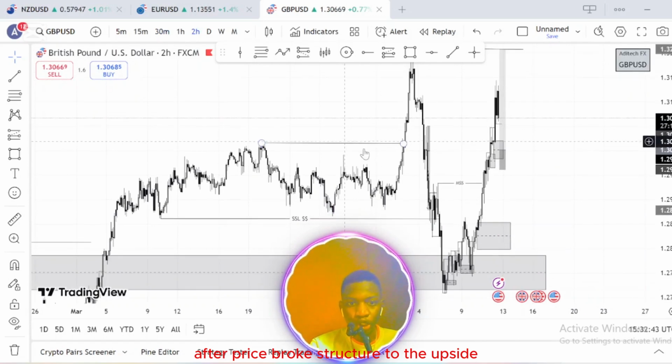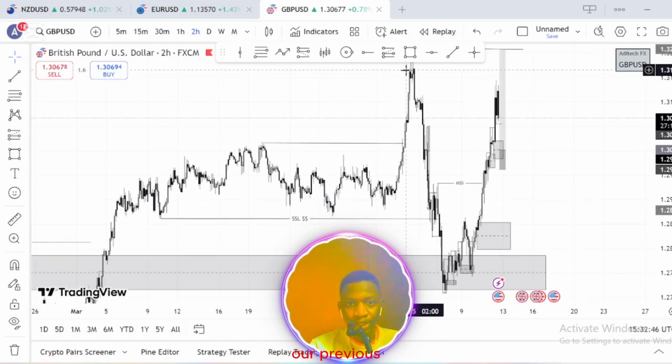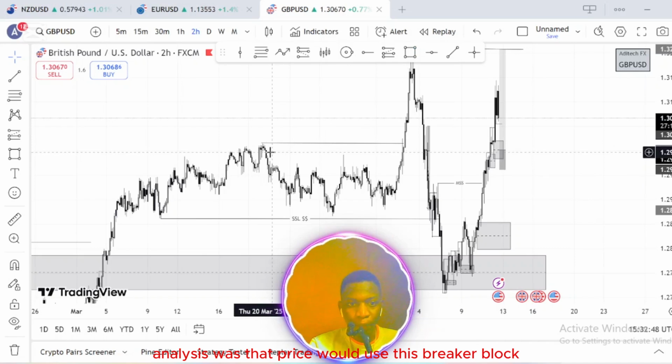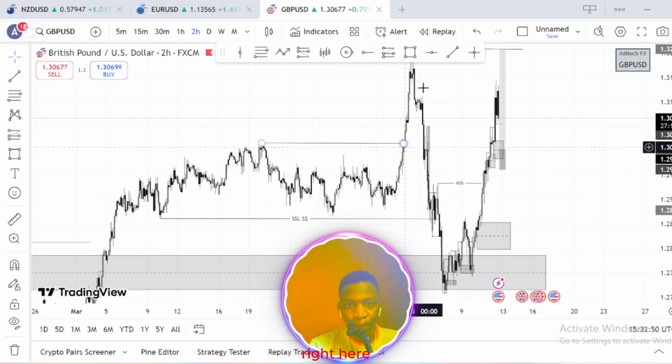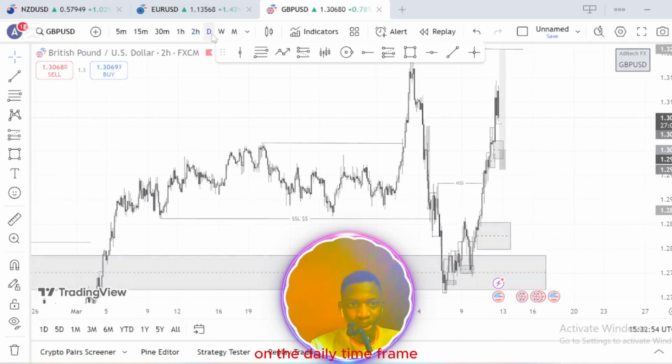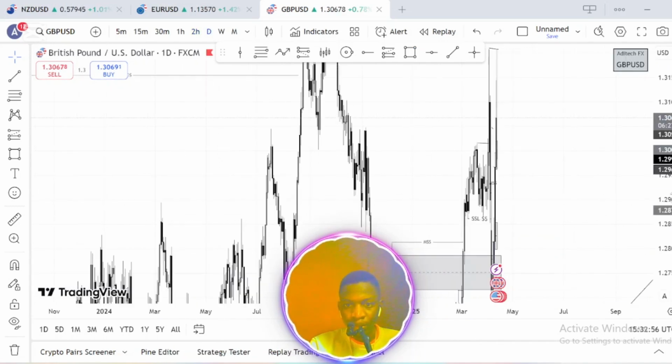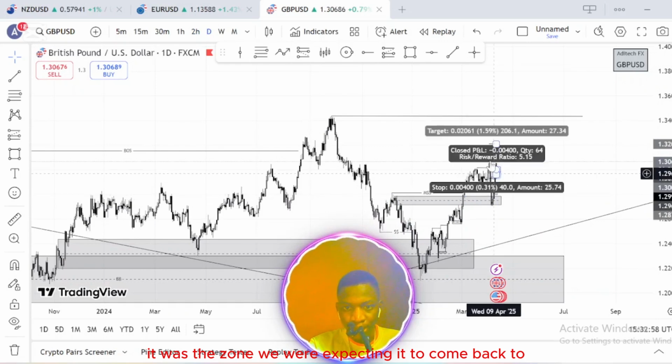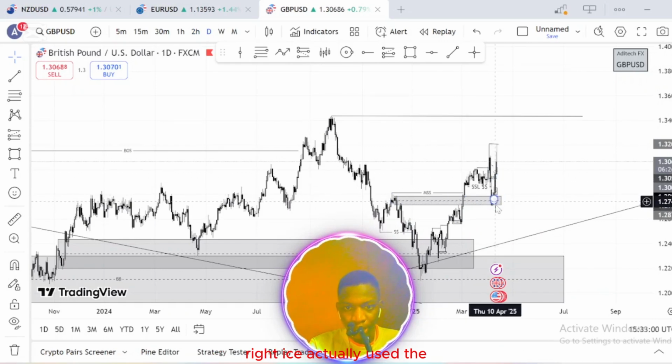On the 2 hours time frame, after price broke structure to the upside, our previous analysis was that price will use this breaker block right here. Price just came down and used the breaker block on the daily time frame. It was the zone we were expecting it to come back to, right? Price actually used the breaker block on the daily time frame.